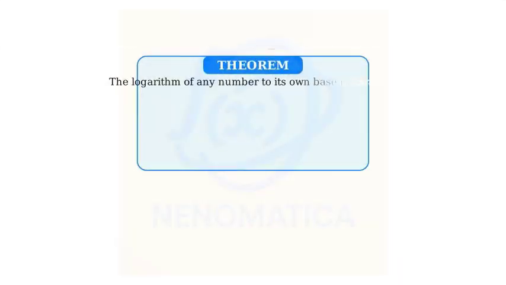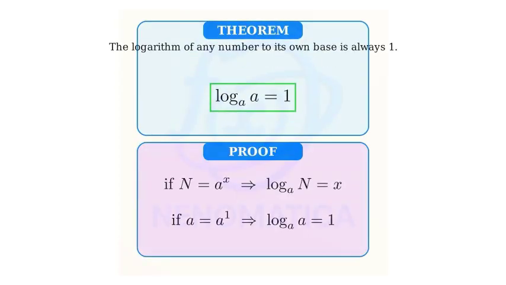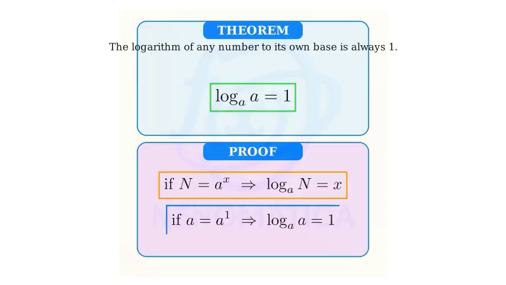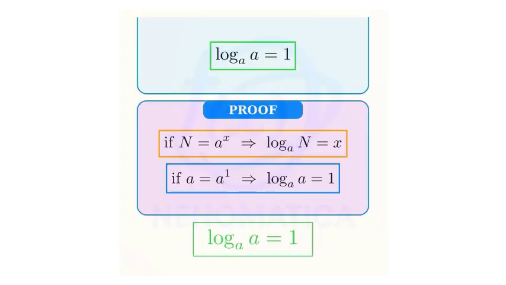Theorem: the logarithm of any number to its own base is always 1. In symbols, log base a of a equals 1. Proof: we will use the definition of a logarithm. If capital N equals a to the x, then log base a of n equals x. Now substitute n equals a, and x equals 1, since a equals a to the 1. Therefore, log base a of a equals 1.